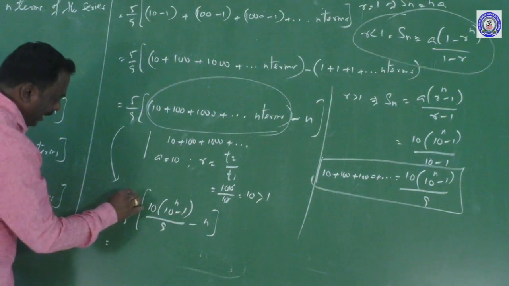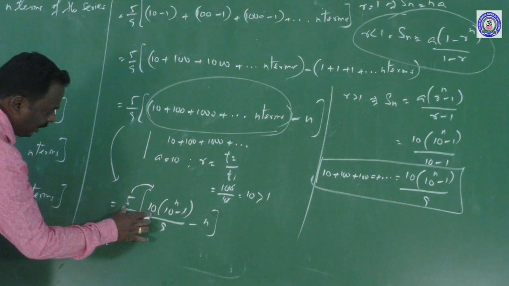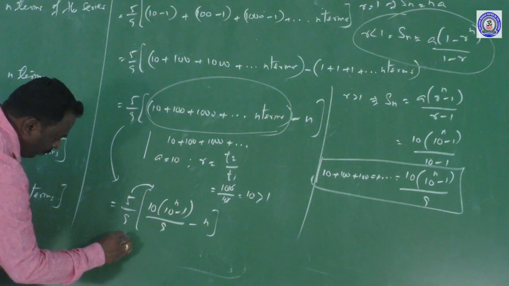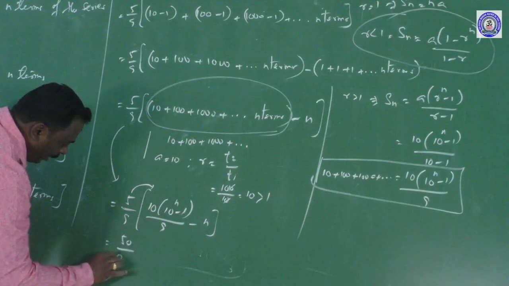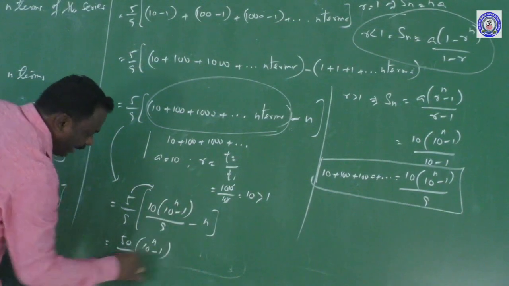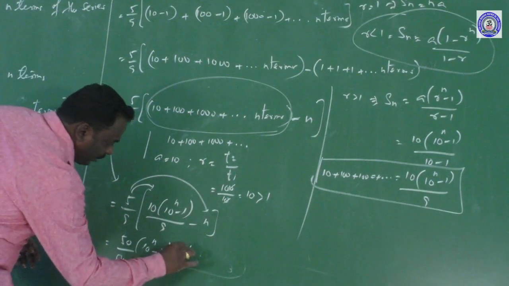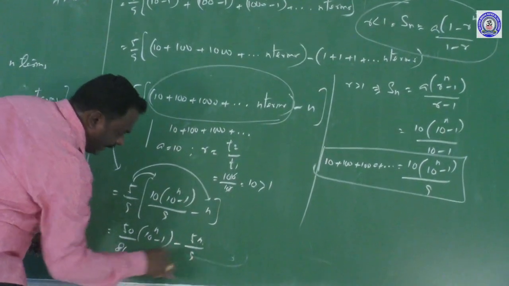Now that is equal to multiplying this 5 by 9 into the bracket. 5 tens are 50, 9 nines are 81. So 50 by 81 into, within the bracket, 10 power n minus 1 as it is. Multiply 5 by 9 to n minus 5n by 9.